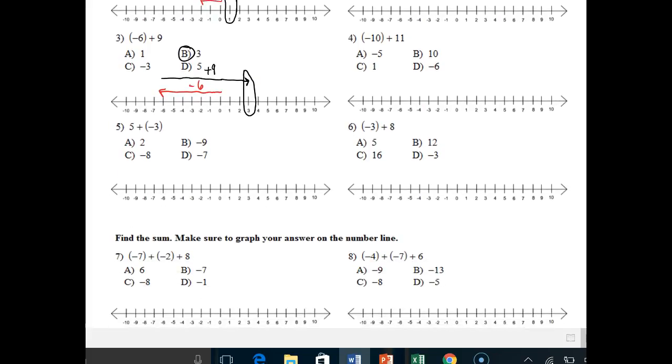Number 5. First I'm going to move right 5 times. So 1, 2, 3, 4, 5. Get to 5, so you say +5, right? And then I'm going to move back 3 times. 1, 2, 3. So notice I went 1, 2, 3. So I ended up on 2. Oops, sorry for deleting that. All right, so A is my answer.